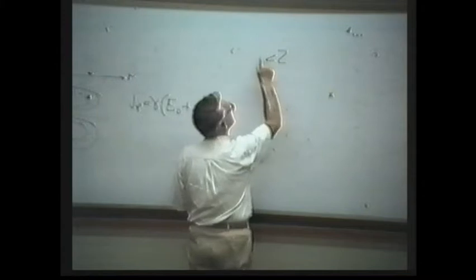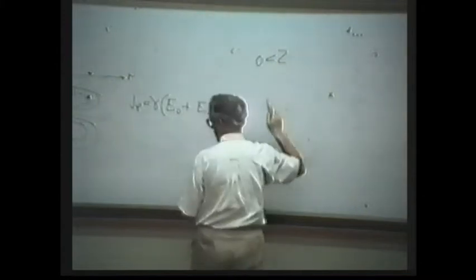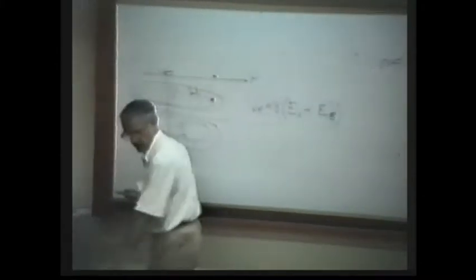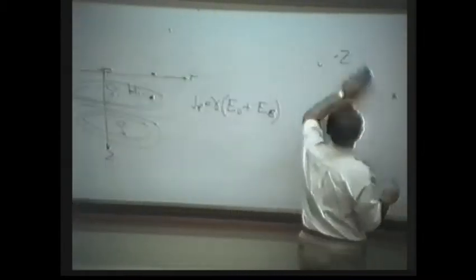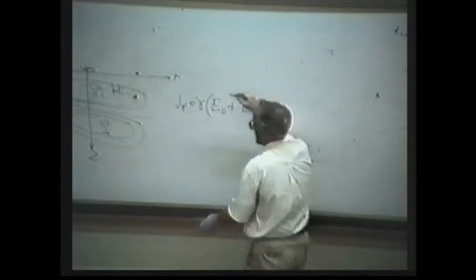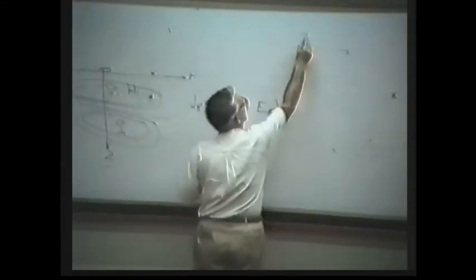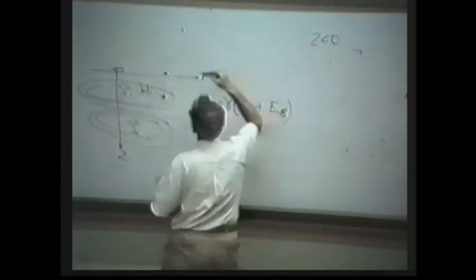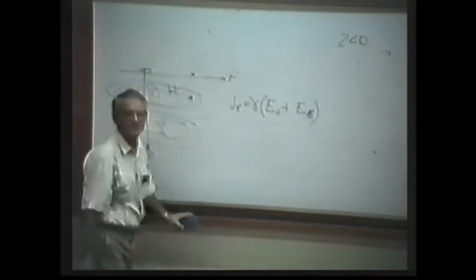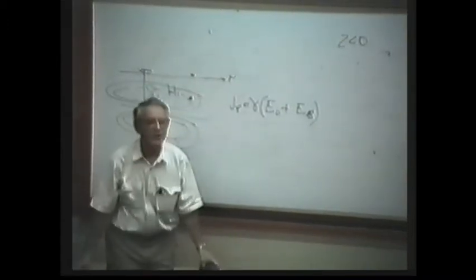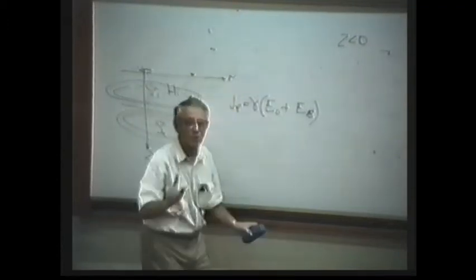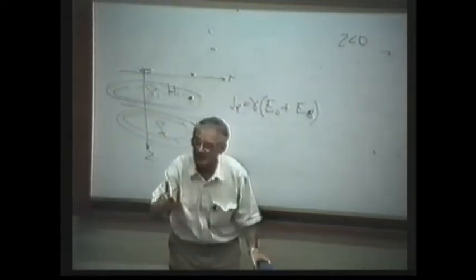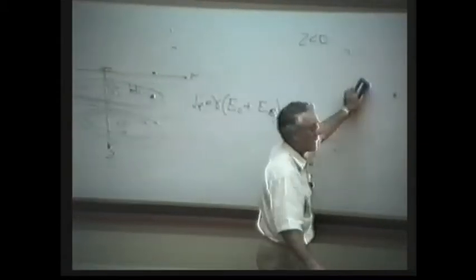Z less than, no, just a second, everything is correct. That's Z, so Z less than 0, free space. What would be the equation for the electrical field, for the complex amplitude of the electrical field? I gave you the Helmholtz equation.